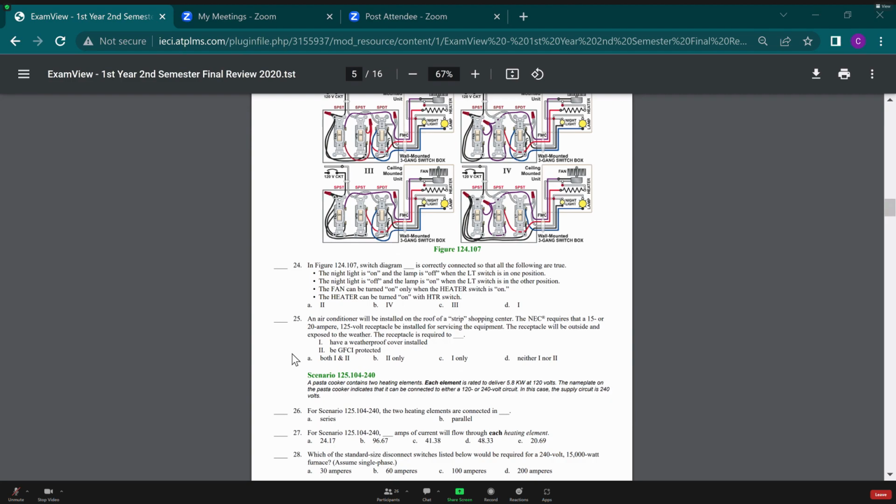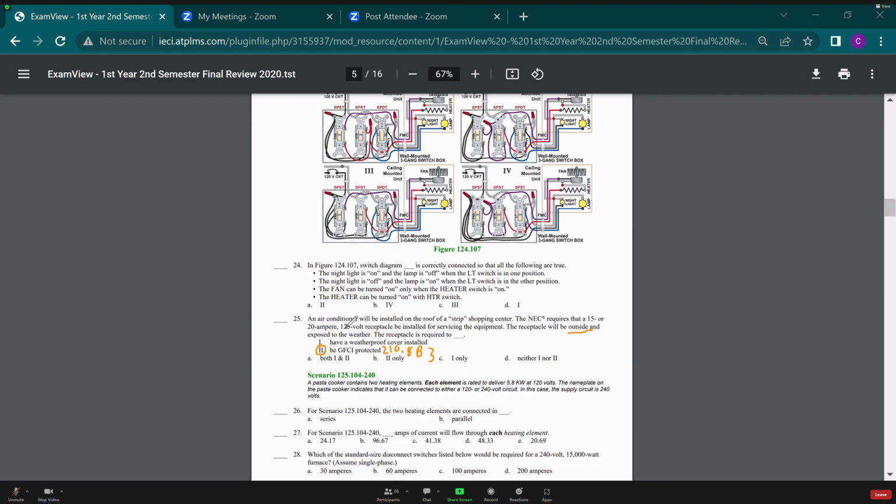All right, if we take a look at this and think about it logically, this is a convenience receptacle outside. All receptacles outside have to be GFCI protected. You can find that in 210.8(B). It's either like 2 or 3 in the list.